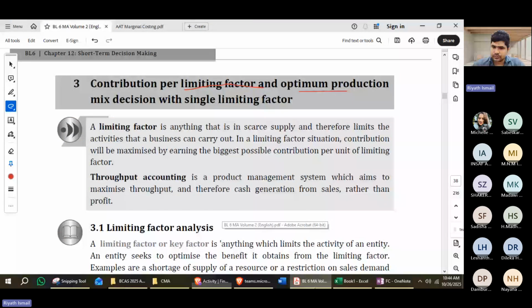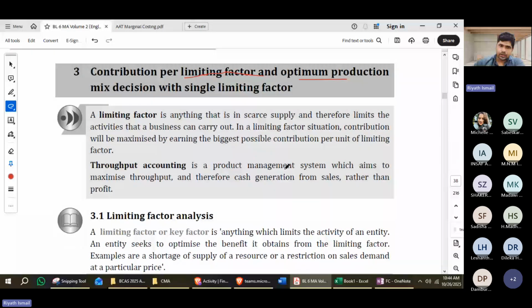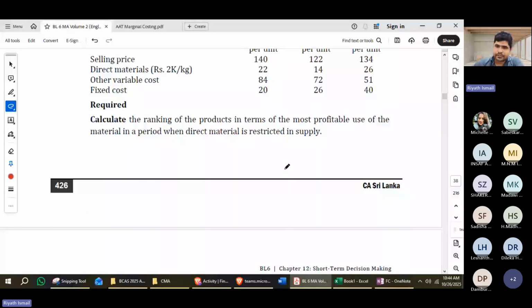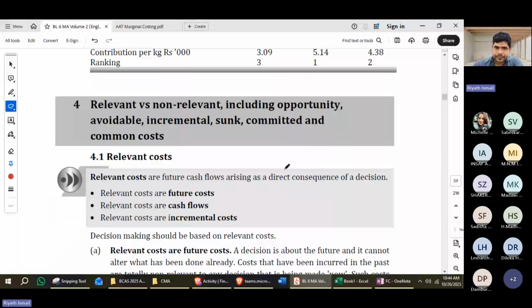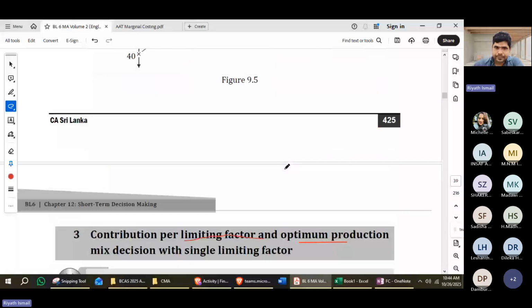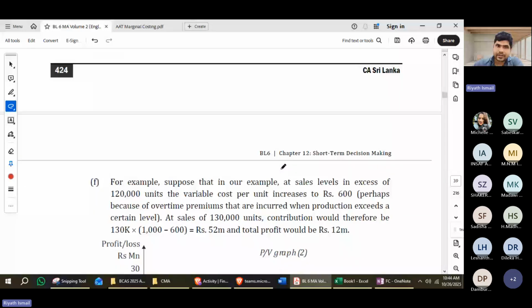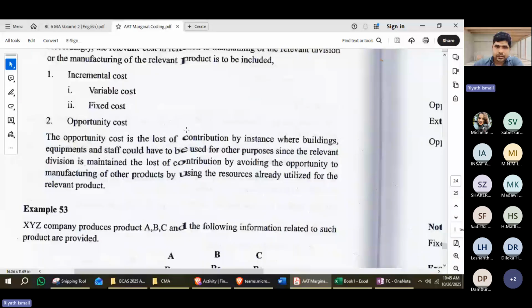Right. Contribution per limiting factor and the optimum production mix. For this, it's a little complicated. Not complicated actually. This is CE Sri Lanka, so it's a little hard to understand, so I take this handout.